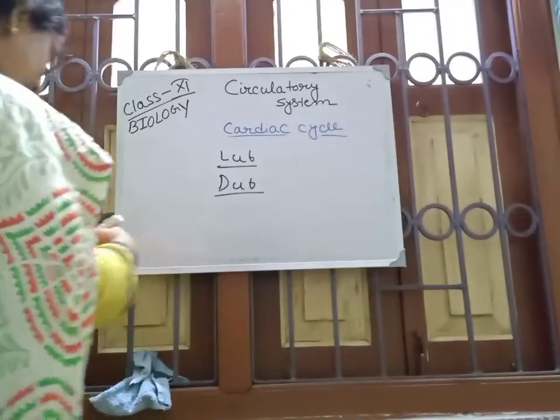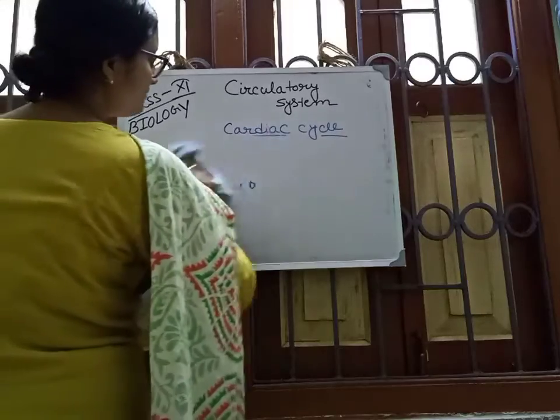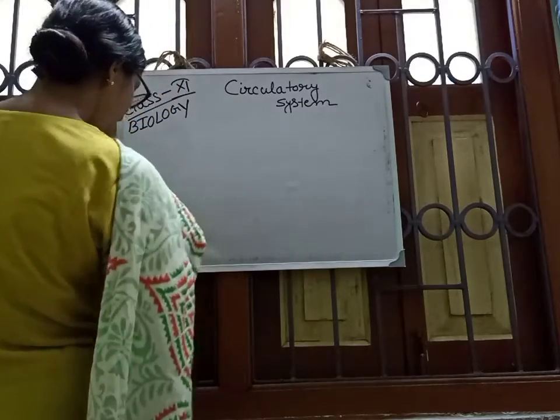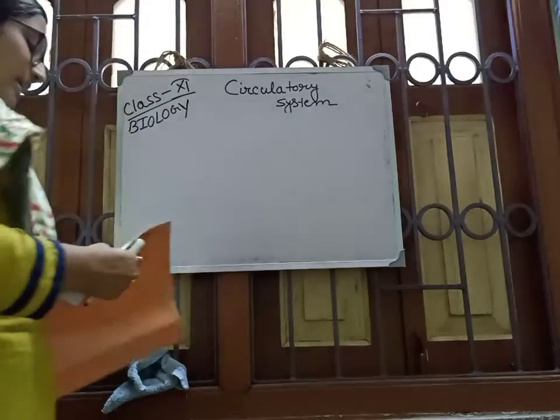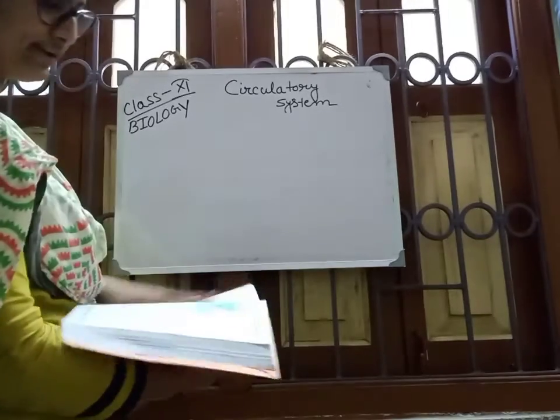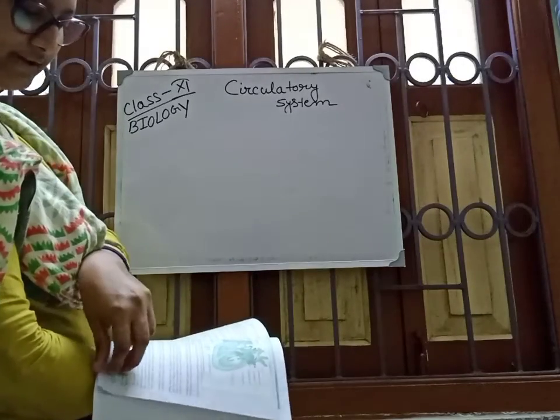If I draw a diagram, you can understand how much time it takes to complete one heartbeat, or one cardiac cycle. Actually, it takes 0.8 seconds.